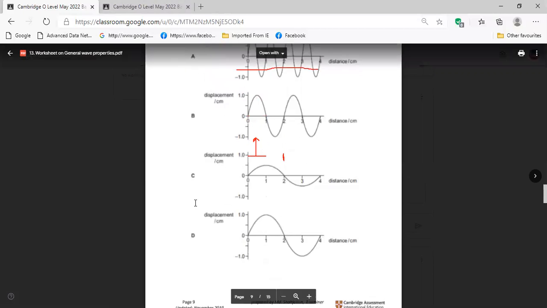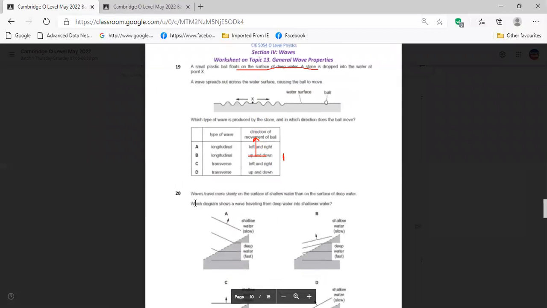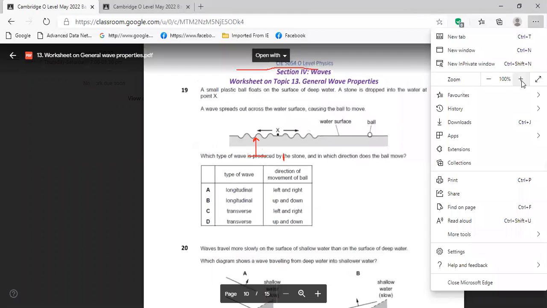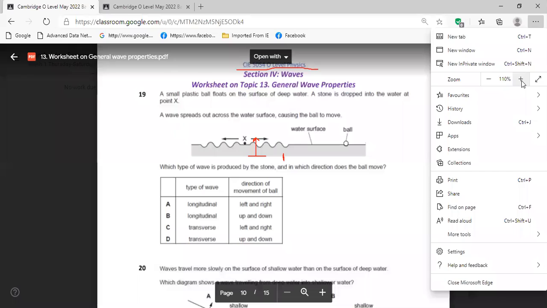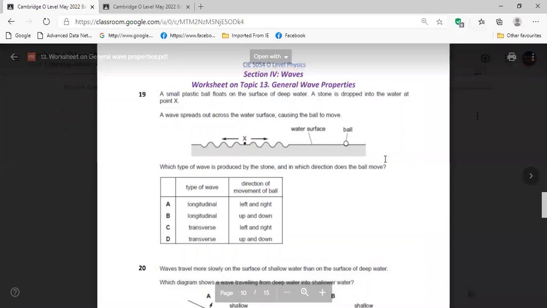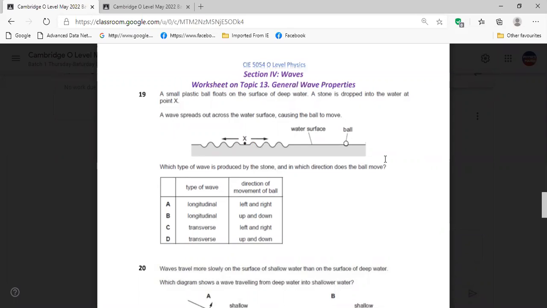Now we are going to the next, question 19. Now it's okay, the zoom size is okay. Yes, sir. Okay. Now read. A small plastic boat floats on the surface of deep water. A stone is dropped into the water at point X. A wave spreads out across the water surface, causing the boat to move. Which type of wave is produced by the stone, and in which direction does the boat move?